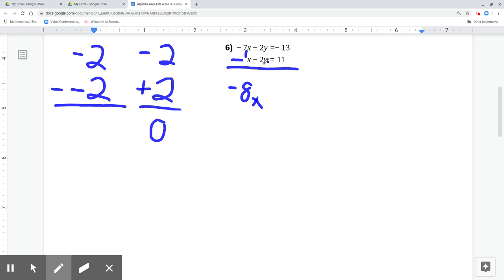-2y minus -2y will be 0, like we determined over here, which means we won't have a y term in our answer because it canceled out and it no longer has a value. Now we're going to do -13 minus 11, which is going to give us -24.